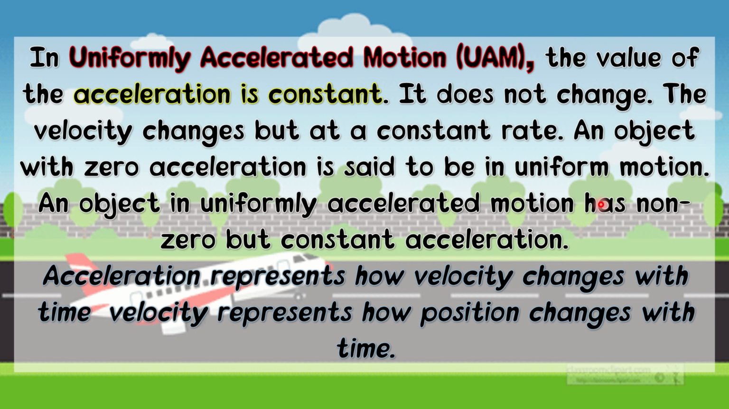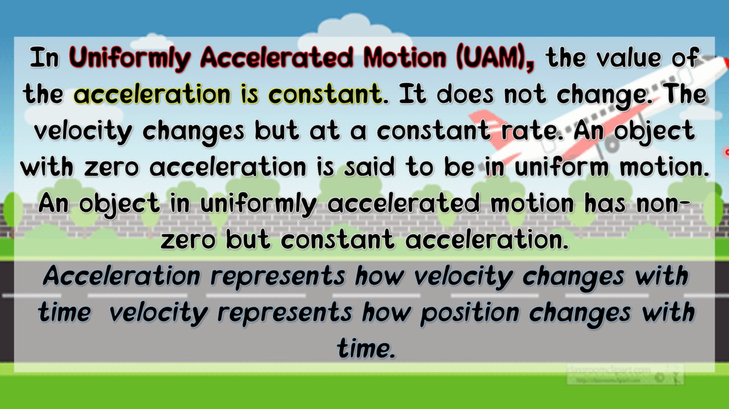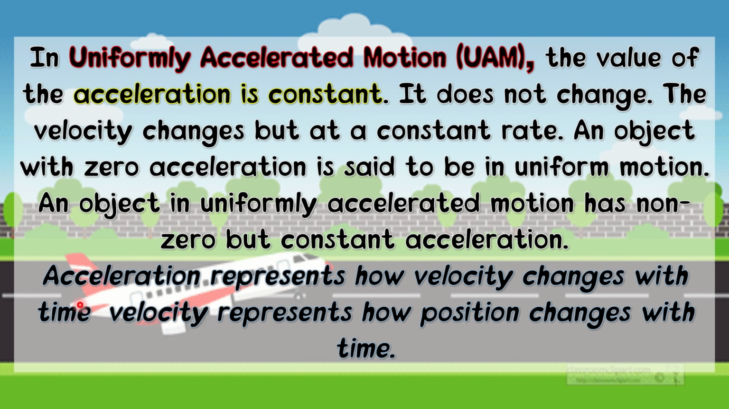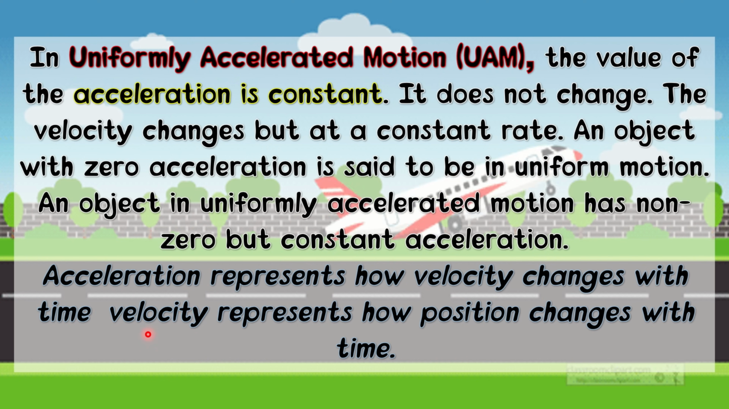An object with zero acceleration is said to be in uniform motion. An object in uniformly accelerated motion has non-zero but constant acceleration. Acceleration represents how velocity changes with time. Velocity represents how position changes with time.